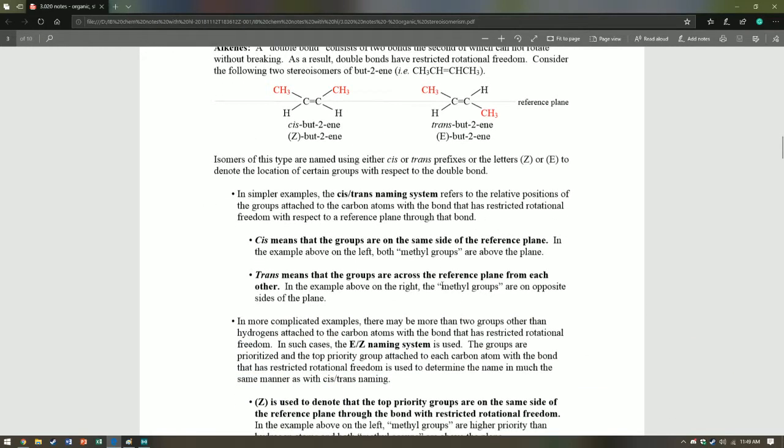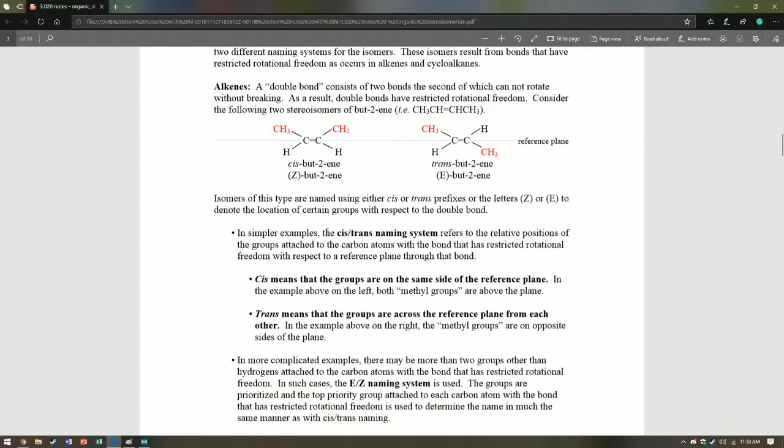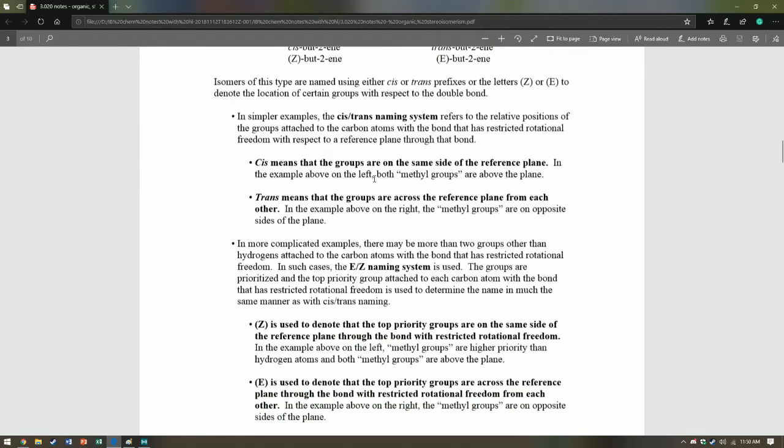However, in more complicated examples, there may be two or more groups to consider, and that's where you use the EZ naming system. E is German for entgegen or something like that. It's German prefixes, and the way I remember it is E is for enemies, and enemies want to be opposite each other. Then Z is the other one. Alternatively, this kind of looks like a Z, I guess. But that's the way I remember it: E for enemies, enemies on opposite sides of the plane.